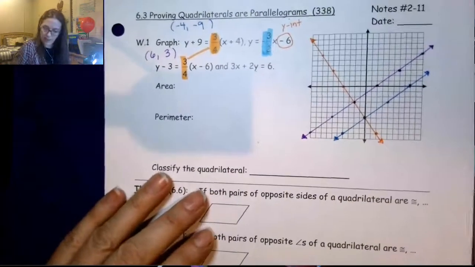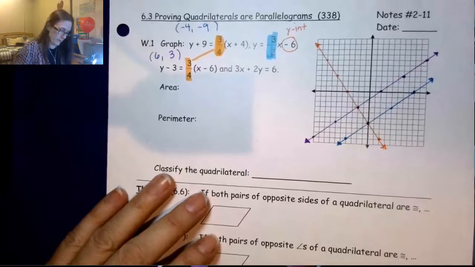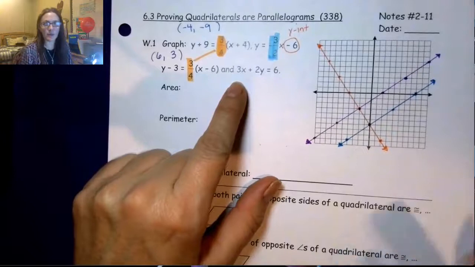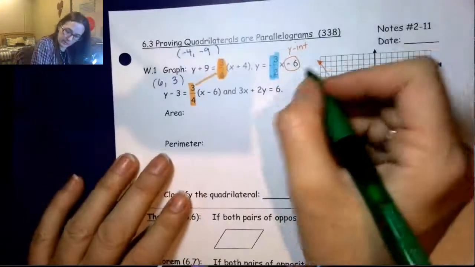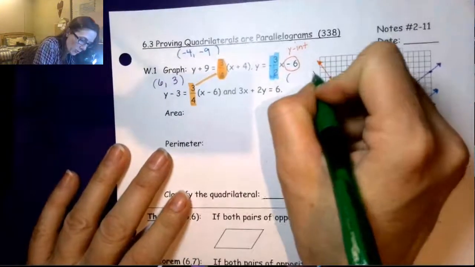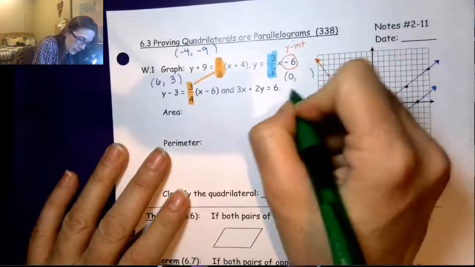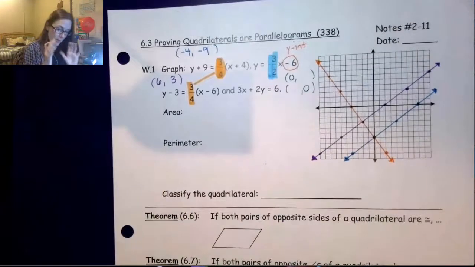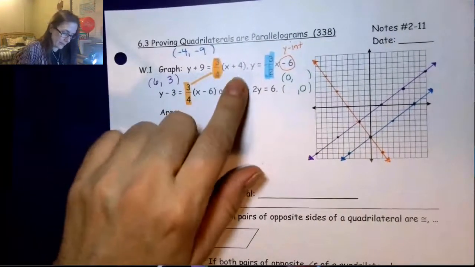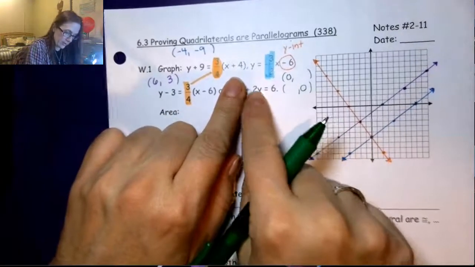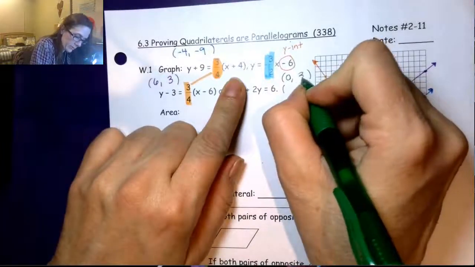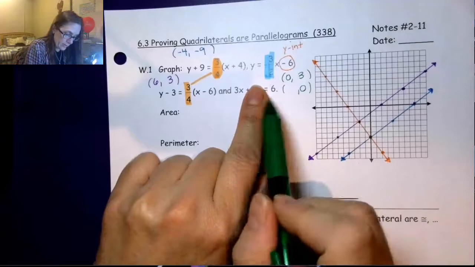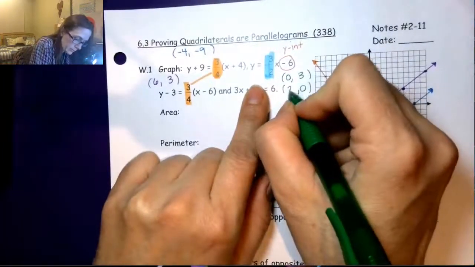Okay, now my last line I'm going to go ahead and do in green. This one is in standard form, so when it's in standard form, I'm going to do my cover up. I'm going to say, when x is 0, what will y be? And when y is 0, what would x be? So I set up my coordinates. When x is 0, 2y equals 6, divide by 2, I get y is equal to 3. If y is 0, 3x equals 6, divide by 3, x would equal 2.